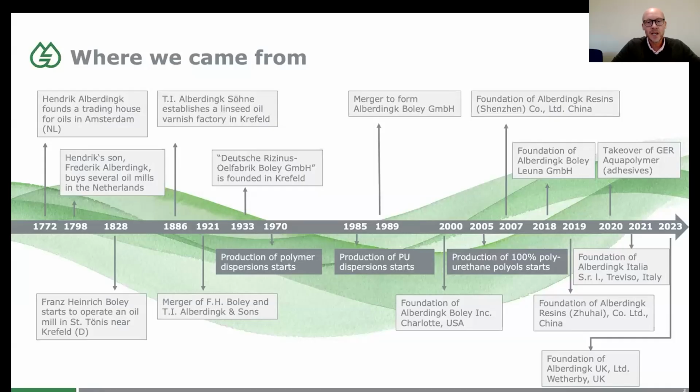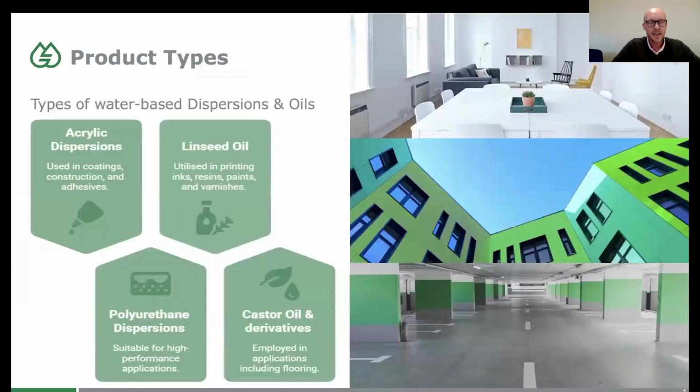In 1970, we began the production of water-based acrylic dispersions. In 1985, we then began manufacturing polyurethane dispersions, and in 2005, we began the production of 100% polyurethane polyols. We have plants in China, which was established in 2007, and in USA in 2000. If you go on to the next slide.